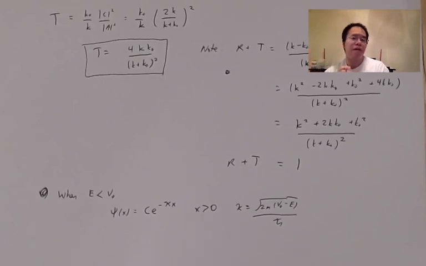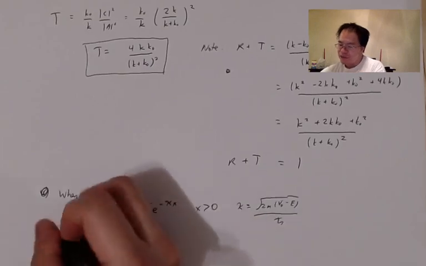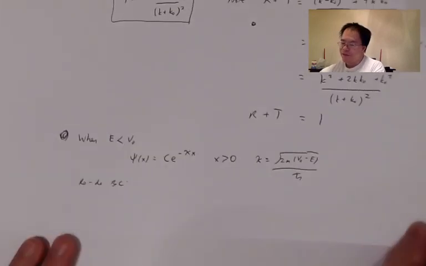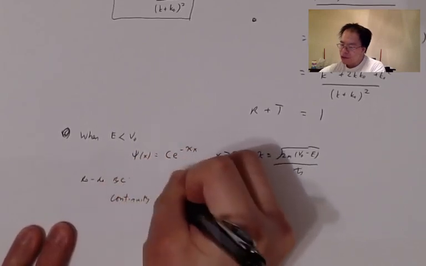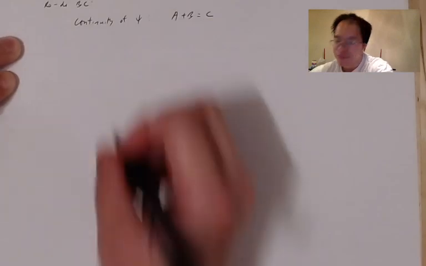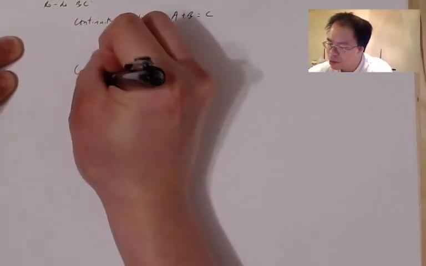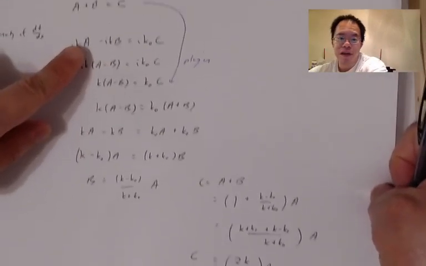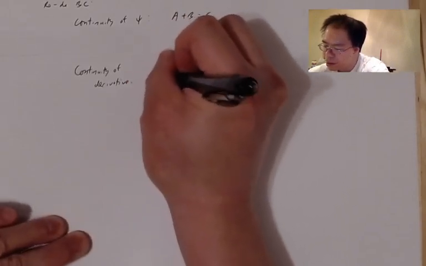So our reflection coefficient, the analysis of the R coefficient only depended on the form of the wave function for x less than 0. That still applies, because we still have the complex exponential form for x less than 0. What does change is the boundary conditions. So continuity of psi turns out to be exactly the same. We still have a plus b equals c, but the continuity of the derivative, the left hand side hasn't changed. We still have ik times a minus b.